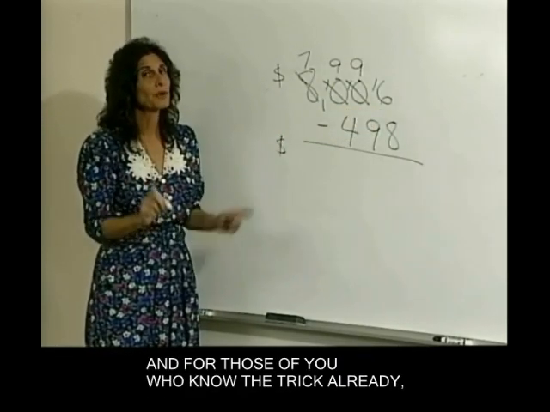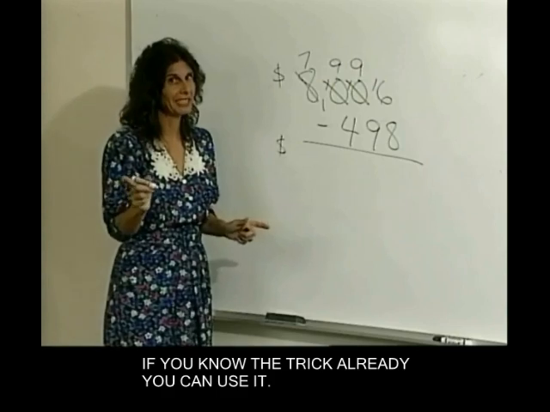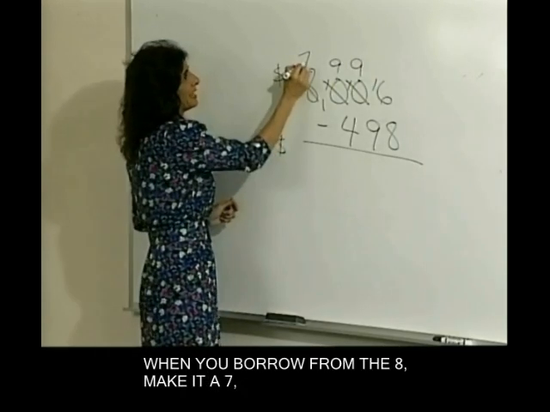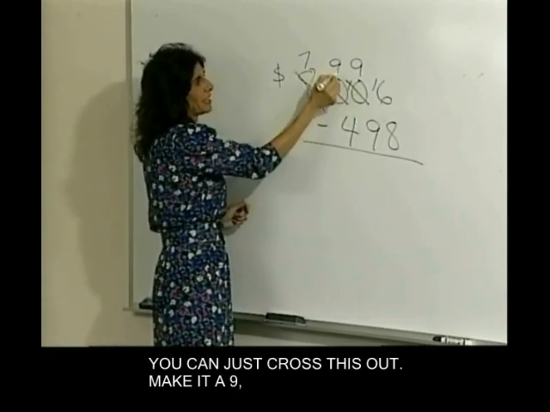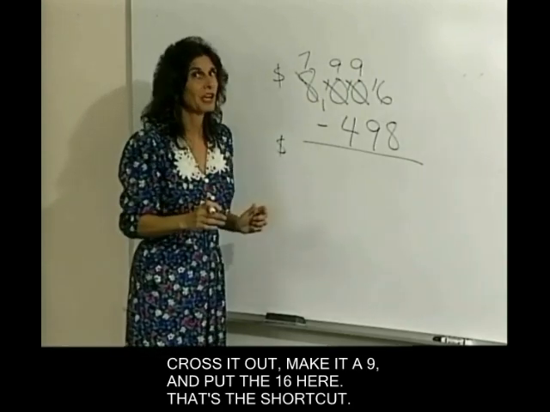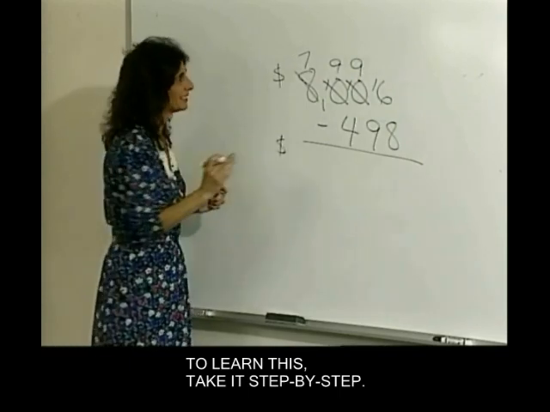And for those of you who know the trick already, you can use it. If you don't know the trick, wait a little while. But there is a trick. When you borrow from the 8, make it a 7, you can just cross this out, make it a 9, cross it out, make it a 9, and put the 16 here. That's the shortcut. For those of you who still are getting ready to learn this, take it step by step.